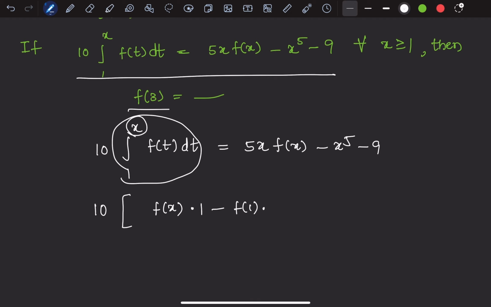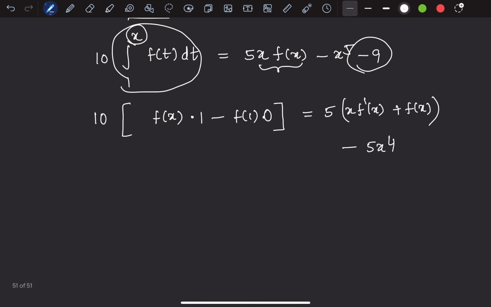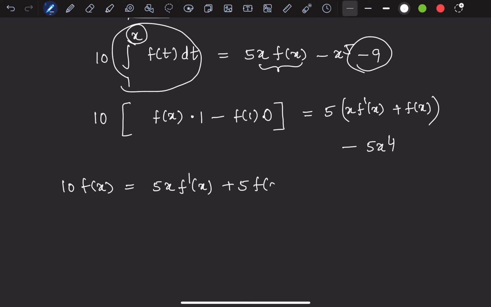The derivative of 1 is 0. So this is how you differentiate under the integral sign. And on the right hand side, to differentiate 5x f(x) you have to apply the multiplication rule: x f'(x) + f(x), minus 5x^4, and the differentiation of the constant quantity will be 0. So you have 10 f(x) is equal to 5x f'(x) plus 5 f(x) minus 5x^4.